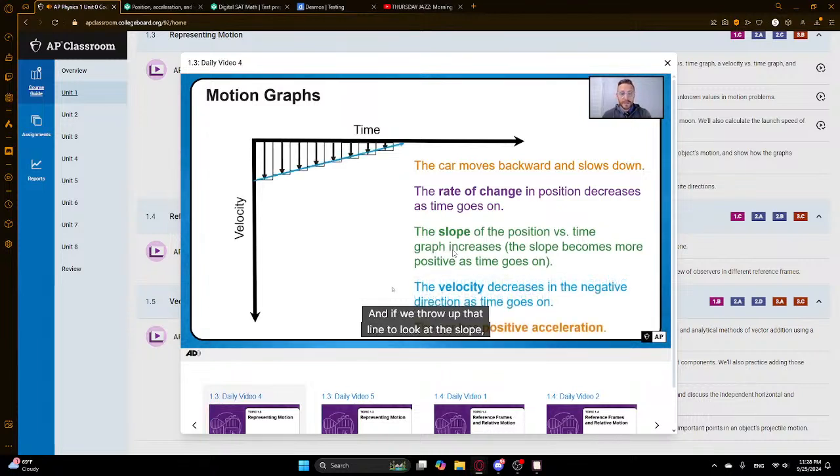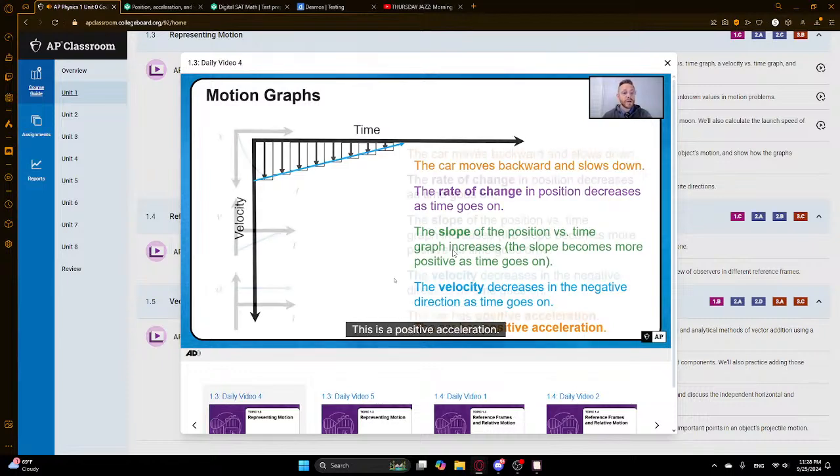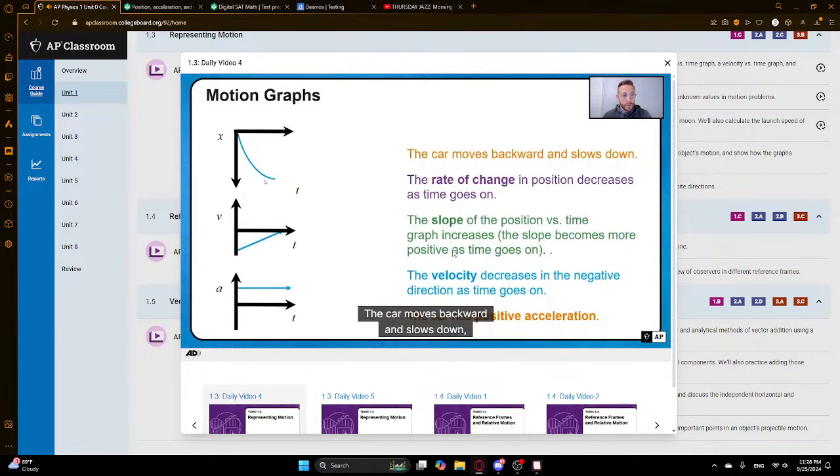And if we throw up that line to look at the slope, we can see that the car has a positive acceleration. Even though it's moving backwards, it has a positive acceleration because the direction of the change in velocity is towards the positive direction. This is a positive acceleration. So we can look at all of these together. Car moves backward and slows down, has a positive acceleration.